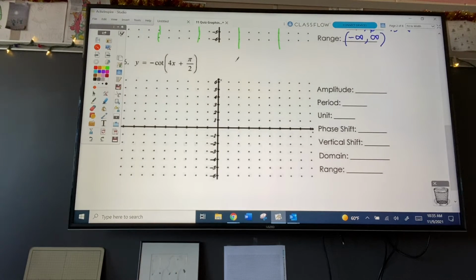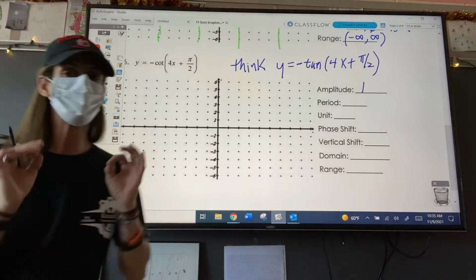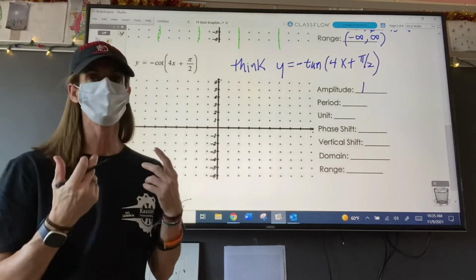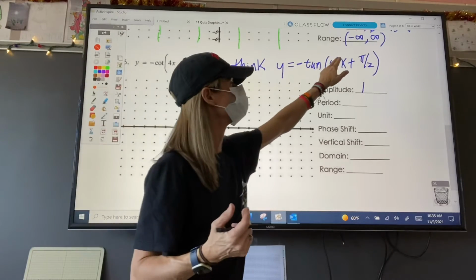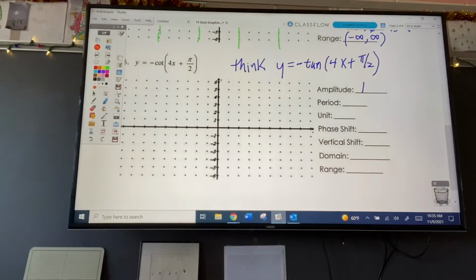Tangent. Y equals negative... Okay. Amplitude, 1. Period. Period is pi, because it's tangent and cotangent, pi divided by b. So pi over 4.